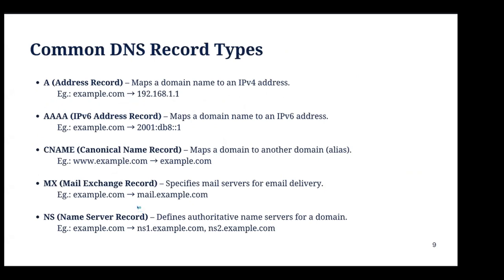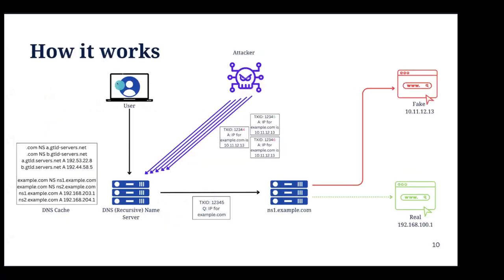Just to let you know, there are a few record types. A is the address record, which associates the domain name with the IP address. MX associates the domain with its mail server. NS is the name server record, which associates the domain with its name server. So this is how it works: the user sends the query to the DNS name server.